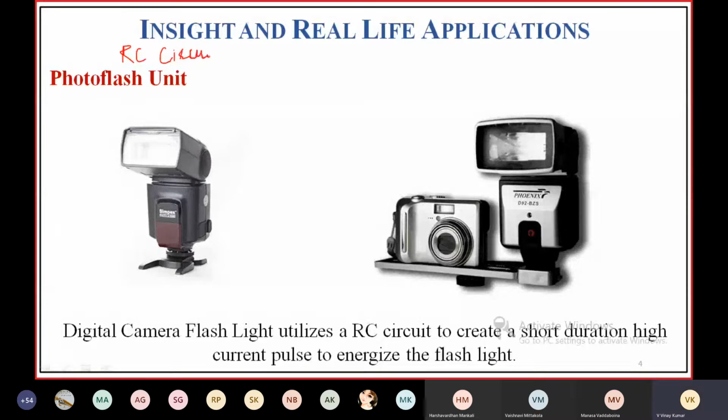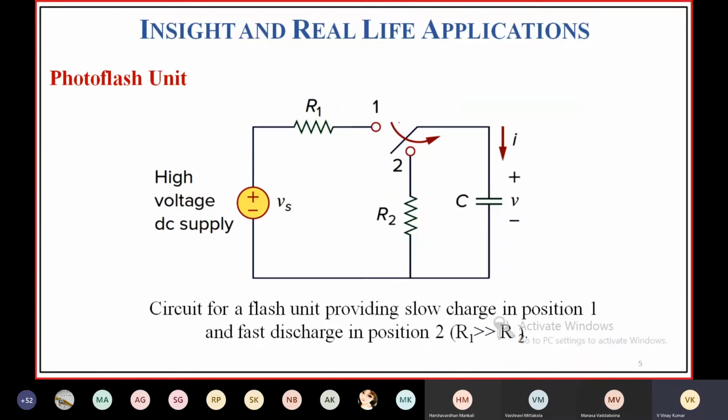Photo flash unit. This is an application of RC circuit. A digital camera flashlight utilizes an RC circuit to create a short duration high current pulse to energize the flashlight. In order to produce flashlight, this camera utilizes an RC circuit. Let us see how it will produce.